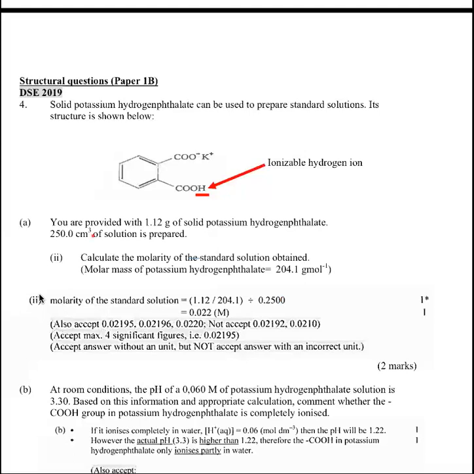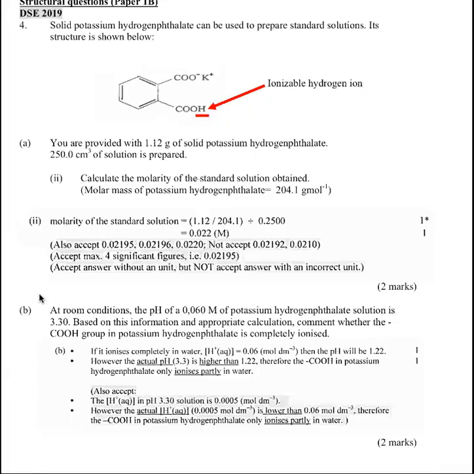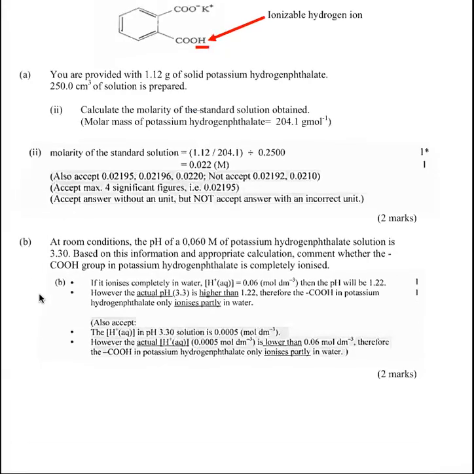So this one, remember the volume is in cm cube, so you need to convert the unit to dm cube. Hence it will be 0.2500, and then the answer. You can take two significant figures or 2 dp, I will give you the mark for that. So that's for the first one. Most of you did well on that.